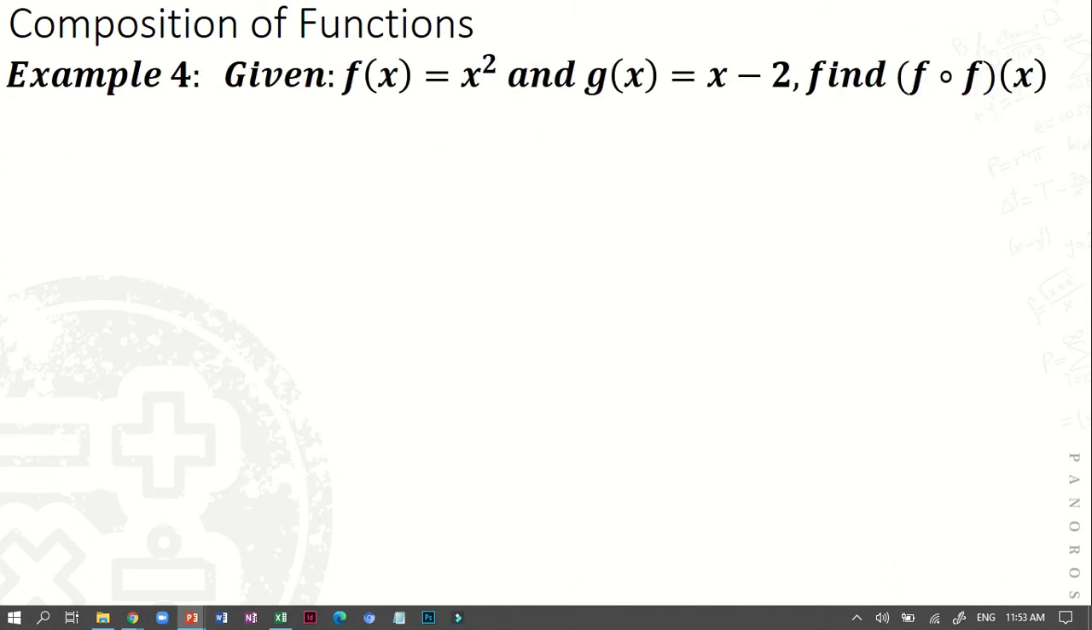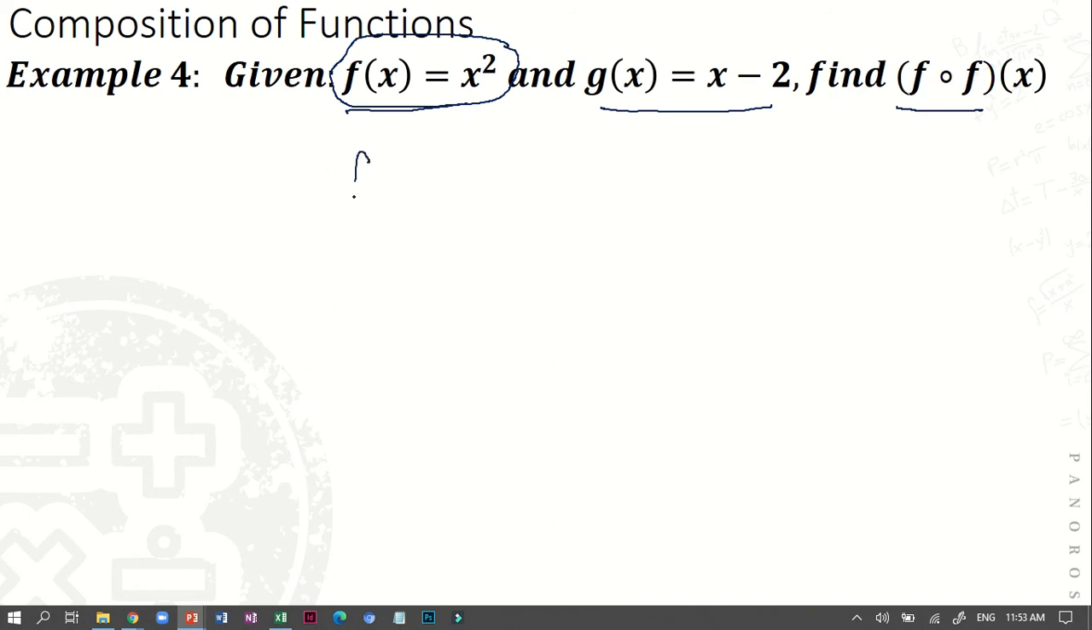Example 4. So, same pa rin. Medyo nagtitipid ako sa problem, sa given problem. So, pareho pa rin tayo. F of x, x squared, g of x, x minus 2. Ang hinahanap, f composite f of x. So, therefore, ang gagamitin lang natin is f of x. So, in this given problem, hindi natin magagamit ang g of x. So, yun lang ang gagamitin natin, f of x lang.